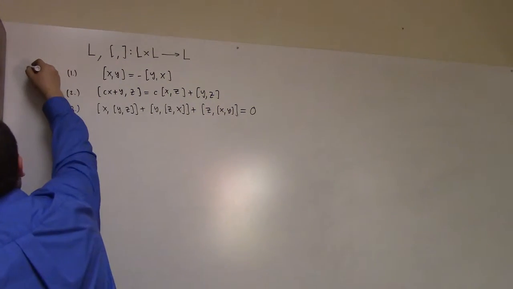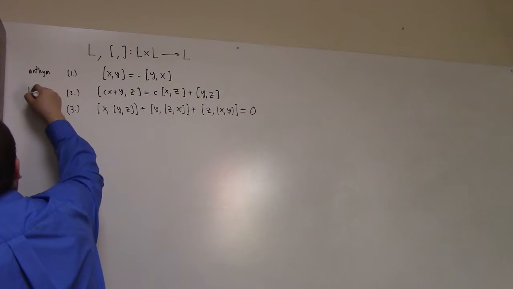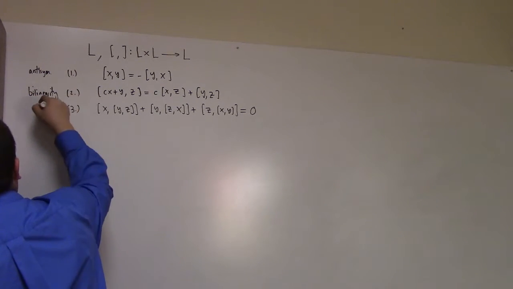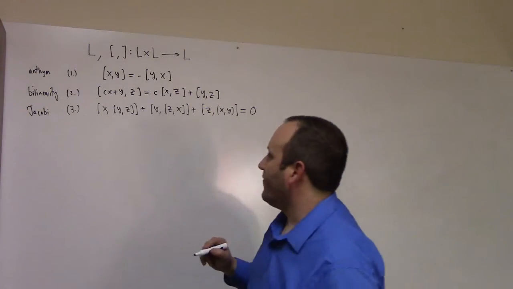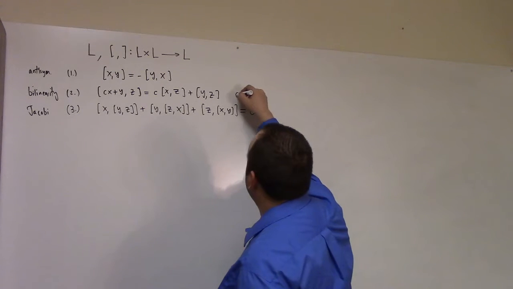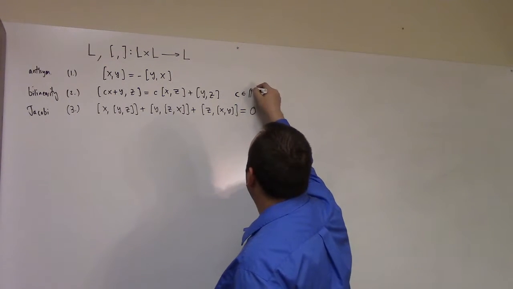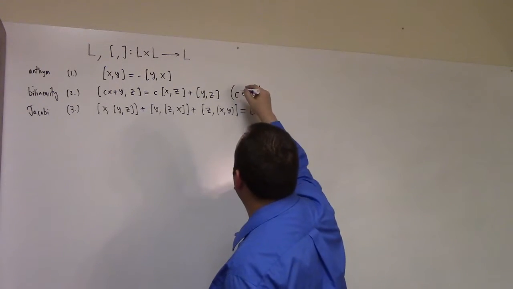So again, antisymmetry or skew symmetry, bilinearity, and Jacobi. And this, of course, is for c in the reals. Now, if we had a complex vector space, then we'd have c in the complexes, but everything else pretty much the same.